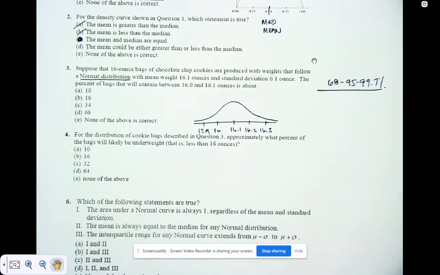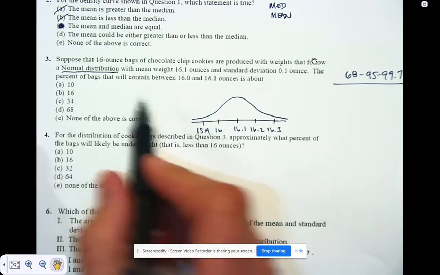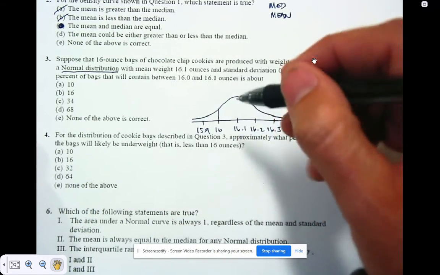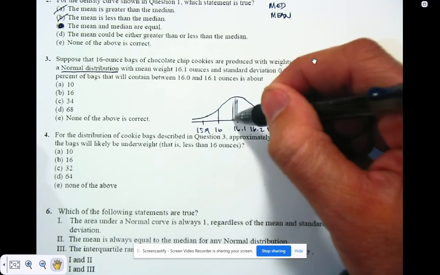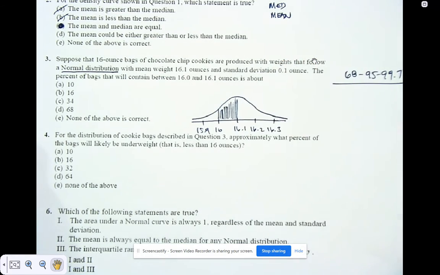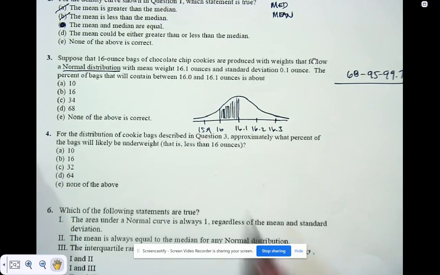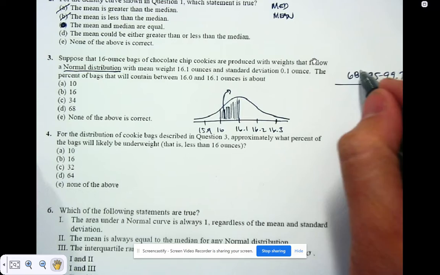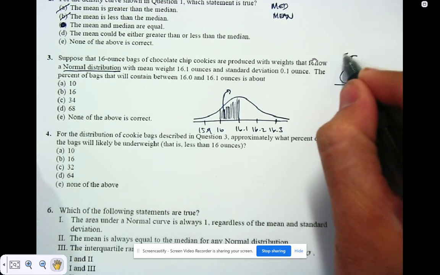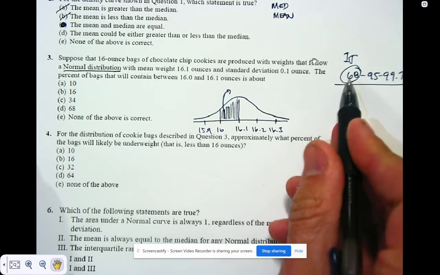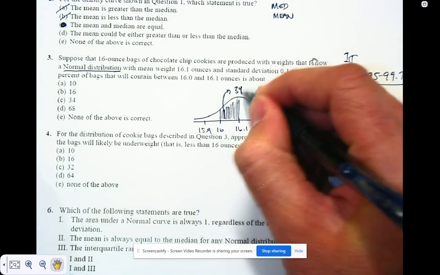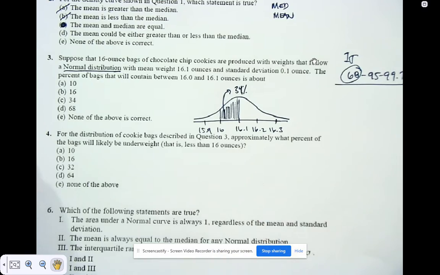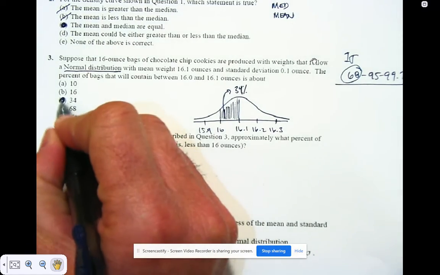And the question says, what percent of bags lie between 16 and 16.1? We're trying to find the area, the size of that. And that would be a proportion, which is a number between 0 and 1. And this rule tells us if you go out 1 standard deviation in each way, you capture 68. So this must be half, because the other 34% would be over here. So 34% would be your answer.